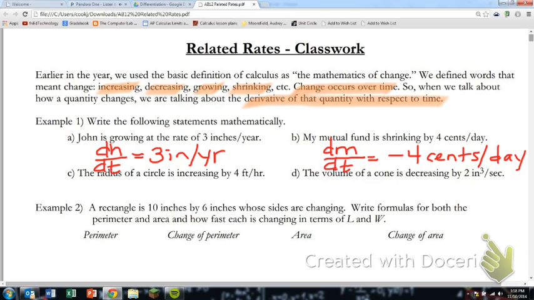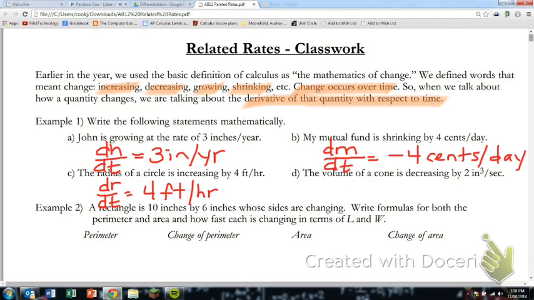The radius of a circle is increasing by 4 feet per hour. So the radius is changing. So the rate that it's changing is what we're talking about. So the rate of change of the radius with respect to time. Increasing means it's positive 4 feet per hour.